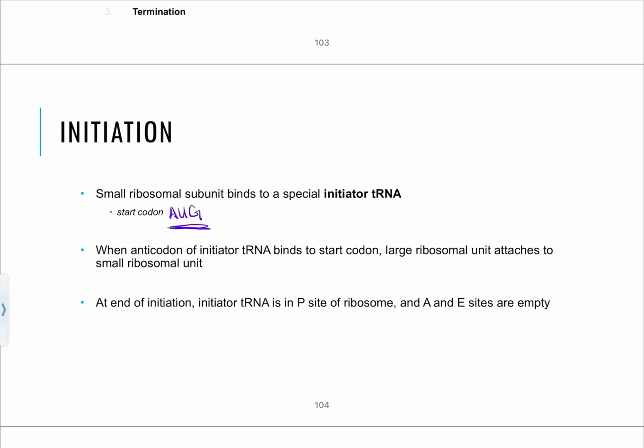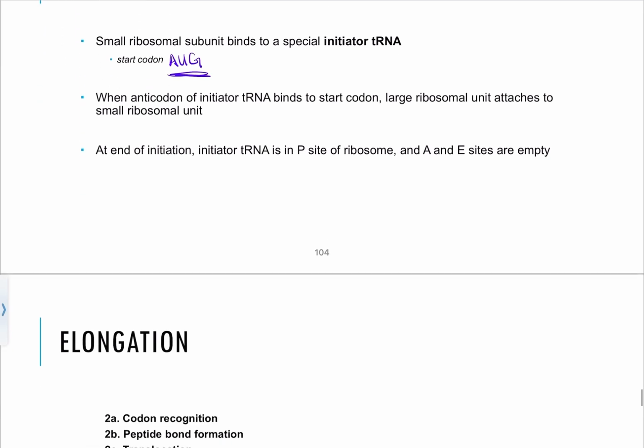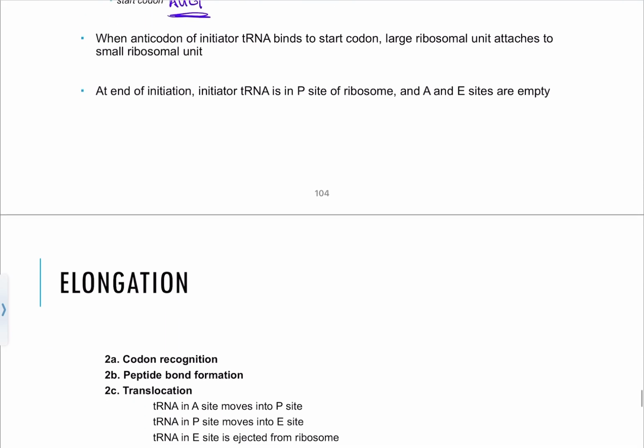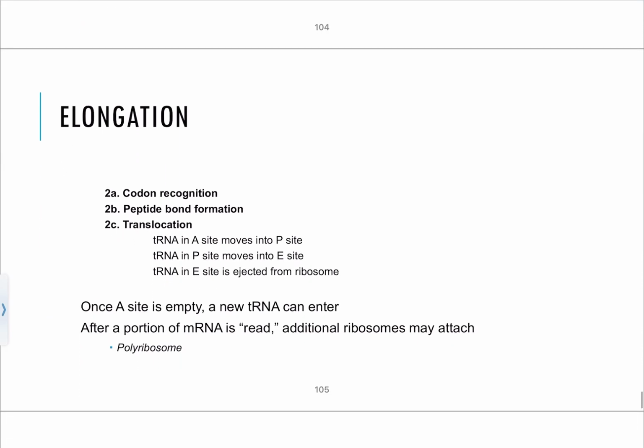Once the anticodon of the initiator tRNA binds to that start codon, the large ribosomal subunit is going to come in and finally attach to the small one. So we have our complete ribosome product. I'm going to show you a picture in a little bit that'll make more sense. Then we move on to the next phase.